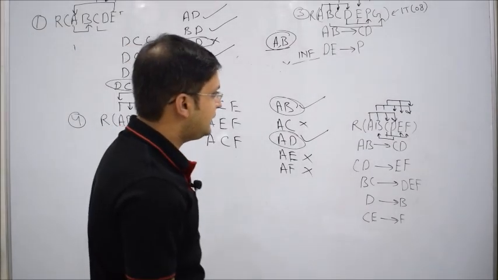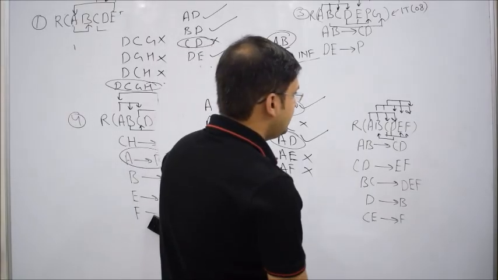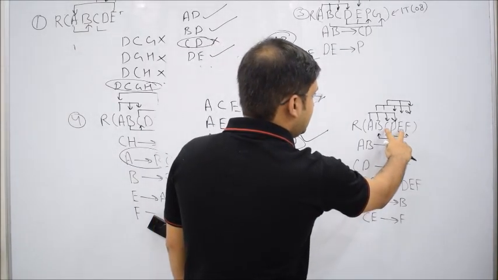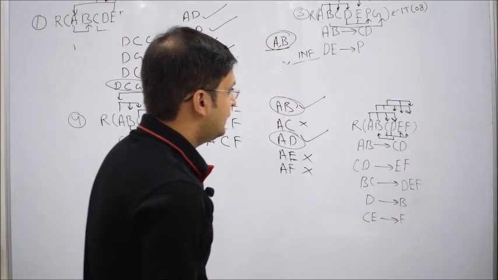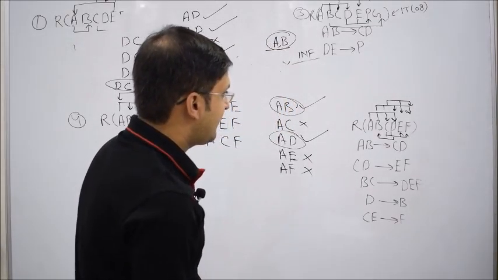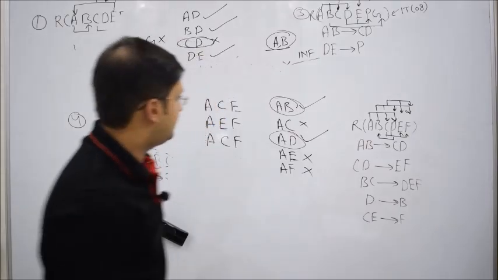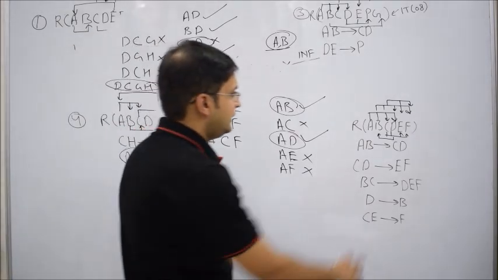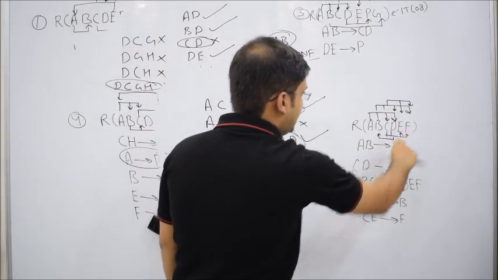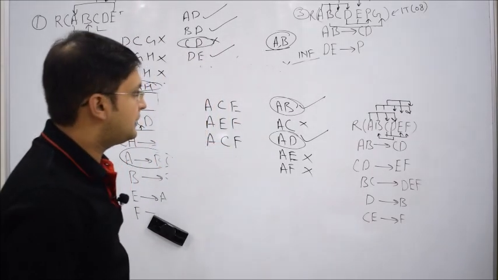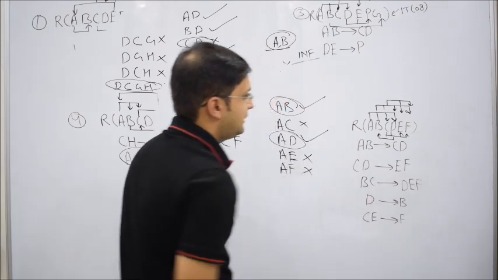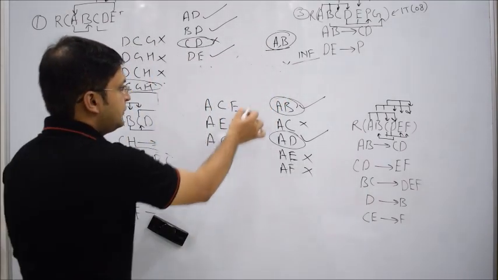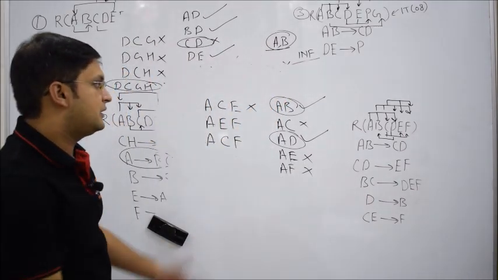Okay, let's check AC and E. C and E together can find F. But can they find D? I think no, because you have only AC. From C and E you find F, but still there exists no method to find B, because you cannot find D or B. So still it is not a candidate key, even though it is finding F.